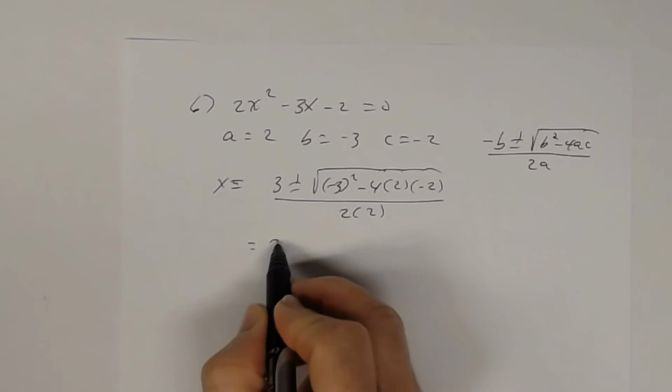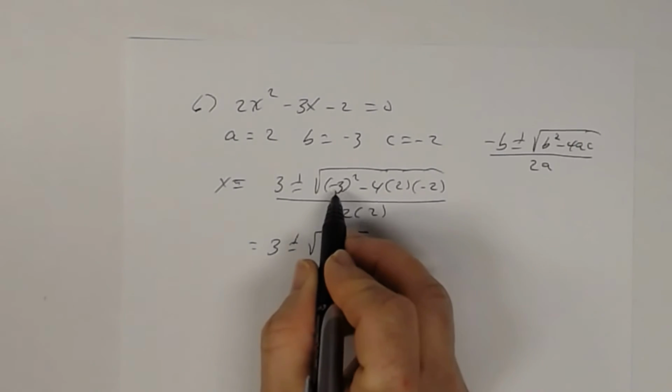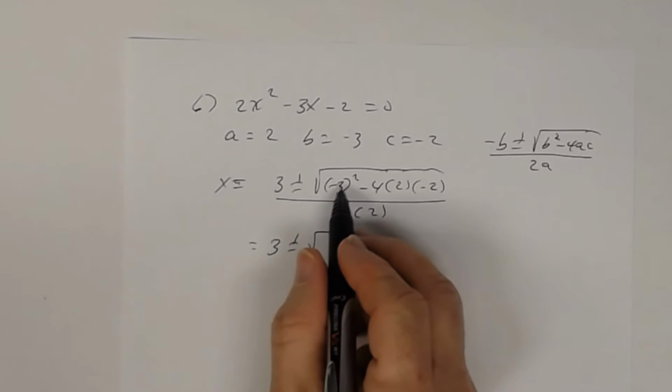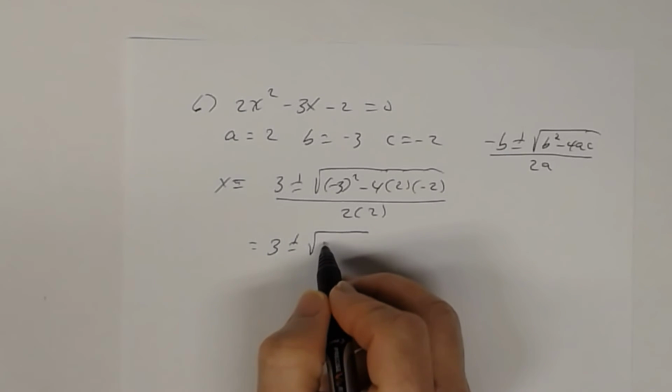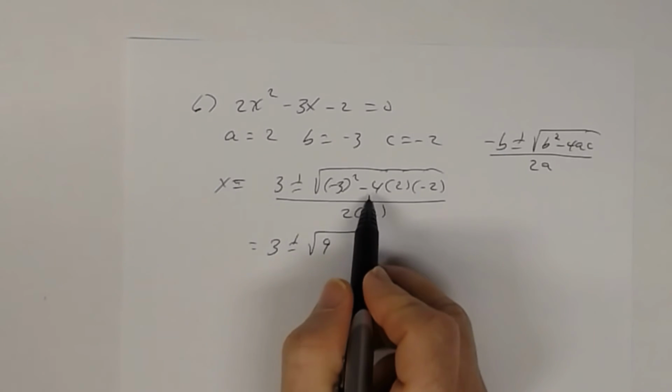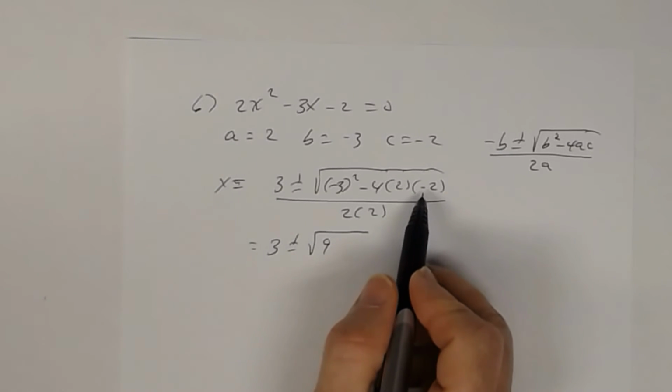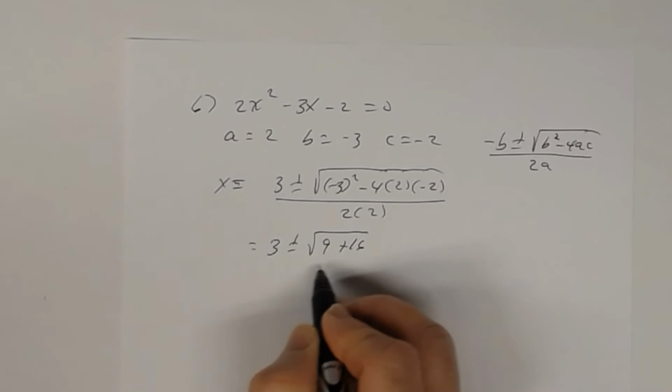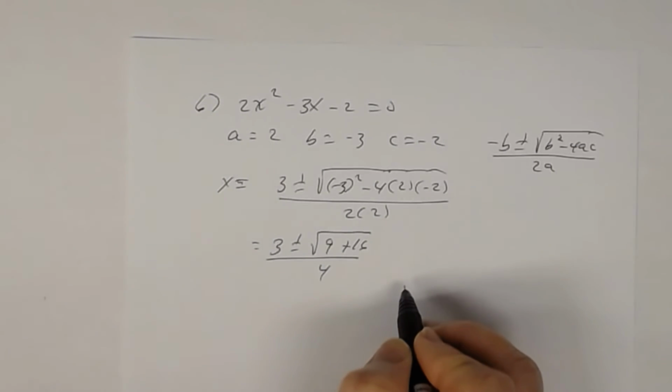Simplifying the radicand, I get 3 plus and minus the square root of negative 3 times itself, which is a positive 9. So b squared can never be negative. It can be 0 or positive, but never negative. So in this case, it's positive 9. A negative 4 times 2 times a negative 2 is a positive 16, all divided by 4.